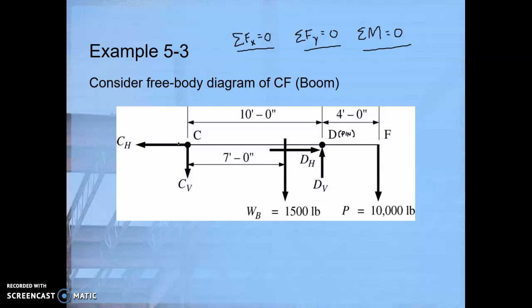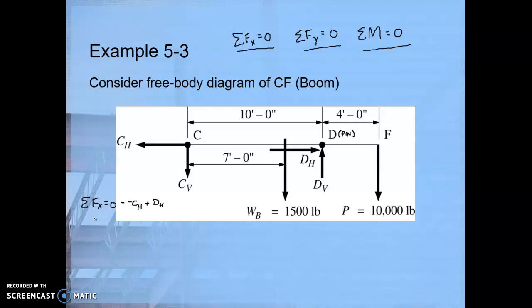So let's start off with the horizontal reaction. CH is pulling to the left, DH is pulling to the right. So we could write out the sum of forces in the x direction equals 0, and that equals negative CH. I'll use H and V like the author does here to be consistent, although if I were doing this problem on my own, I'd be using X and Y. But okay, negative CH horizontally to the left plus DH to the right. Now, we don't know what CH is, and we don't know what DH is either, but we know that they cancel each other out, and they equal 0.